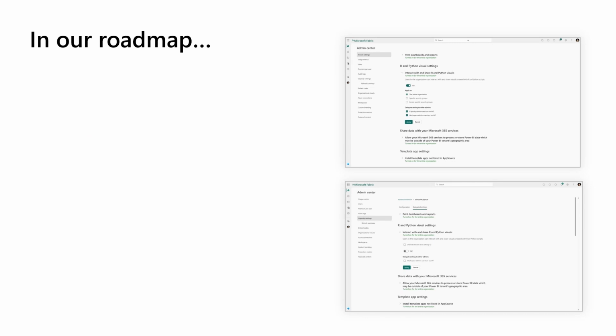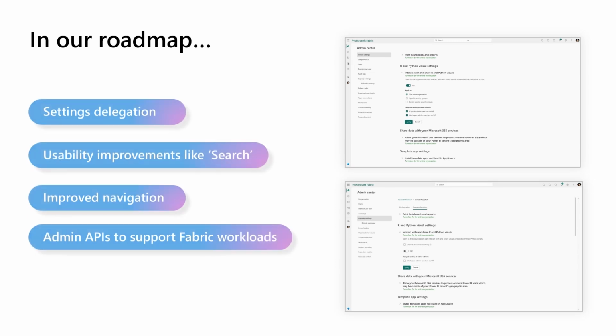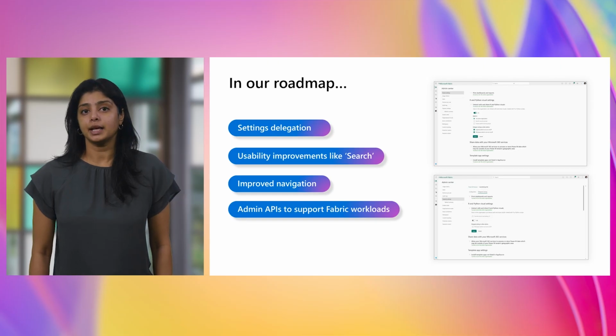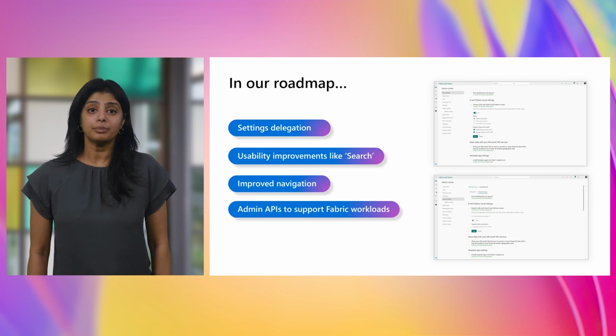Now, a quick look into other features we're actively working on. We plan to make available more settings which can be delegated by a tenant admin to capacity or domain admins and workspace admins. This allows for distributed and granular management of relevant settings, enabling efficient management as we introduce new workloads and features in Fabric. We also plan to make usability improvements like a search experience, which searches both settings, titles, and also descriptions to surface settings that match your specific criteria. While some of the admin APIs will support Fabric artifacts at public preview, we will continue to expand that list to make sure all admin APIs do.